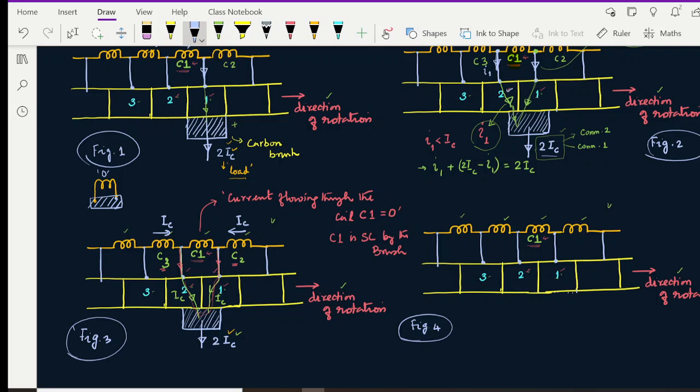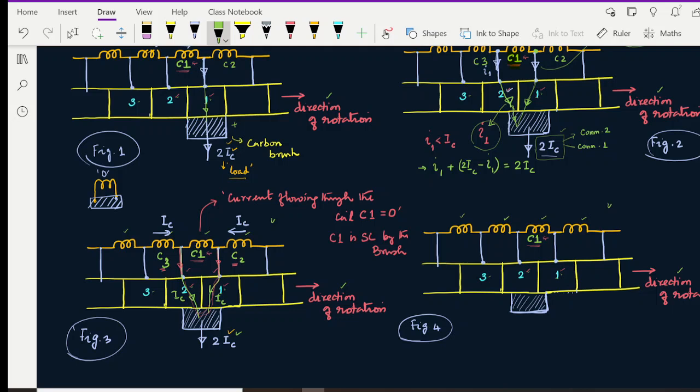right now I said that 50% of the brush is occupying 2 and 50% of the brush is occupying 1. Now what we are going to do is similar to figure 2 and just opposite to figure 2. Similar in the sense the occupancy is not 50-50. That means a smaller portion of the brush is connected to commutator segment 1, and the majority of the portion comes to commutator segment 2.